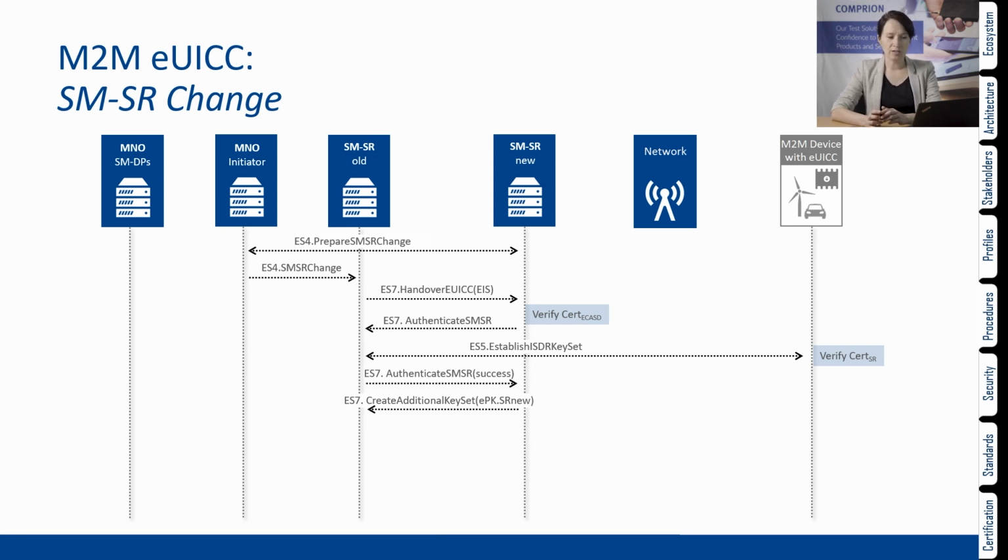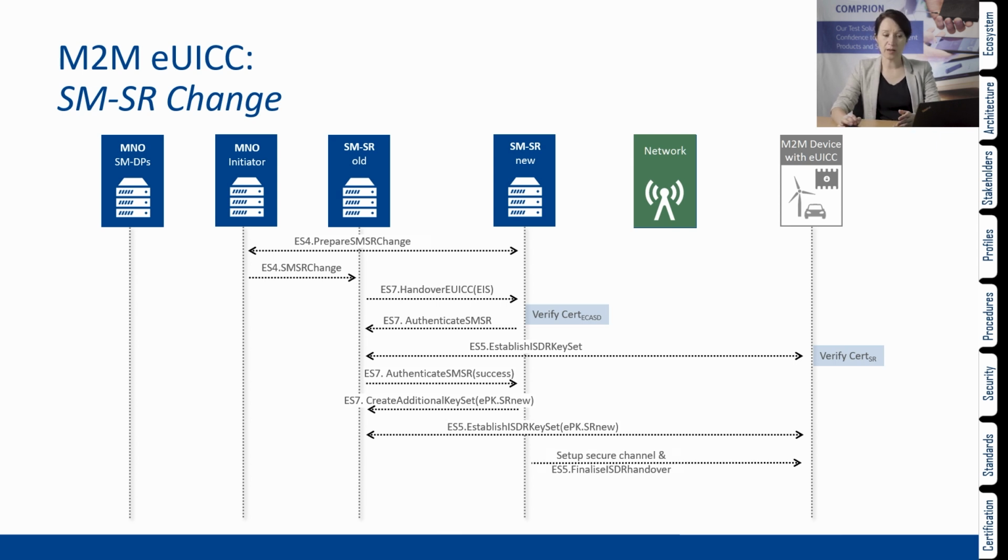Therefore, the create additional key set will be sent to the old SMSR with the ephemeral public key of the new SMSR. Then there is actually the establish ISDR key set with this new ephemeral key being sent, so actually new from this new SMSR.